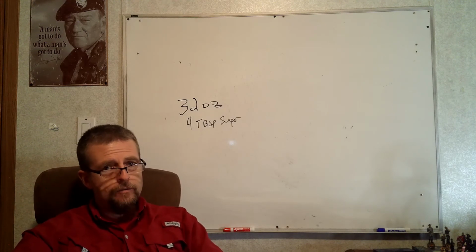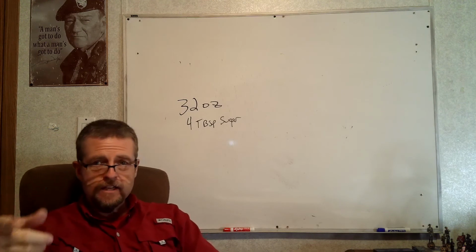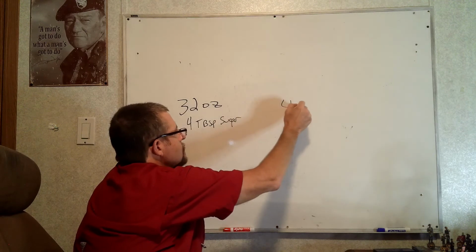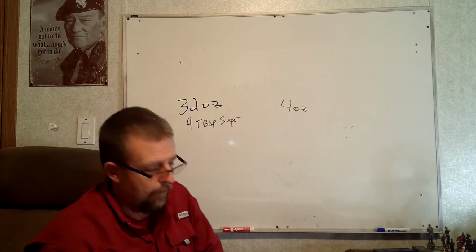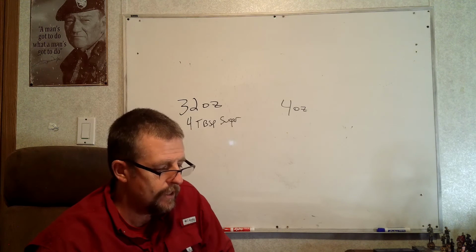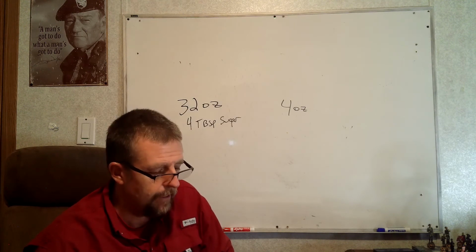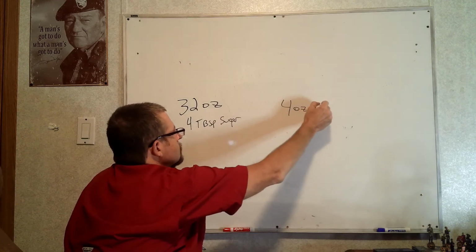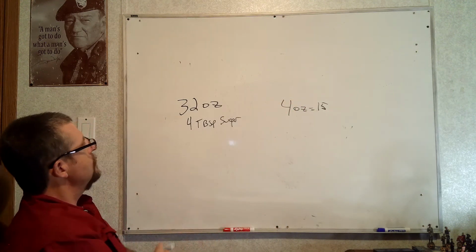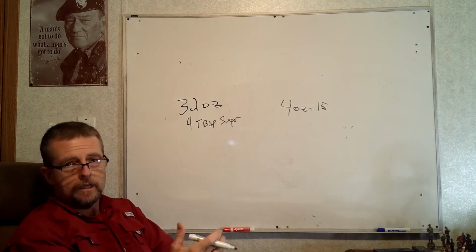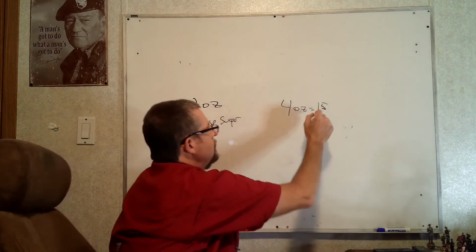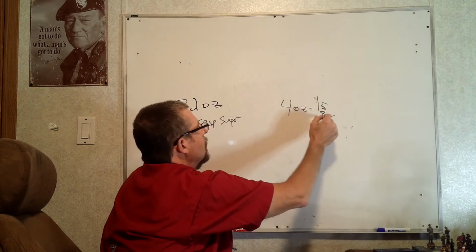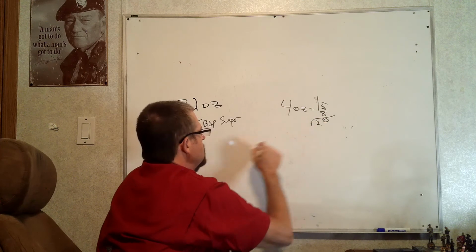I thought she was going to cry. And this is why. 4 ounces of orange juice, 4 ounces of milk, 4 ounces of regular soda, not diet soda, but regular soda, have 15 carbohydrates. So 32 divided by 4 is 8. So 15 times 8 is 120 carbohydrates.